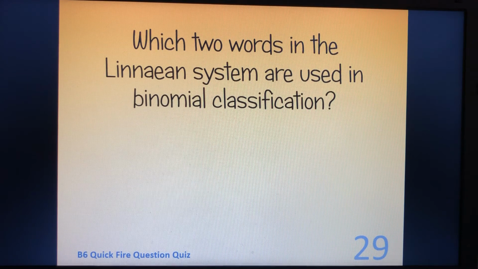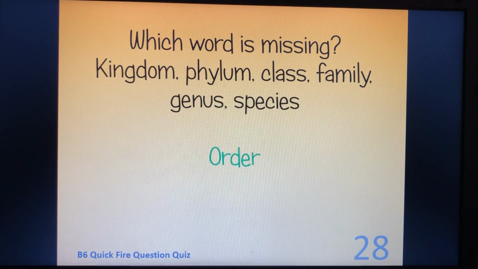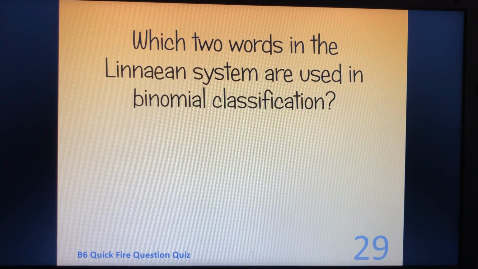Question 29. Which two words in the Linnaean system are used in binomial classification? So which two words from that list are used in binomial classification? Bi meaning two, and that's why I've asked for two words. Nomial meaning name, and classification, the whole process.